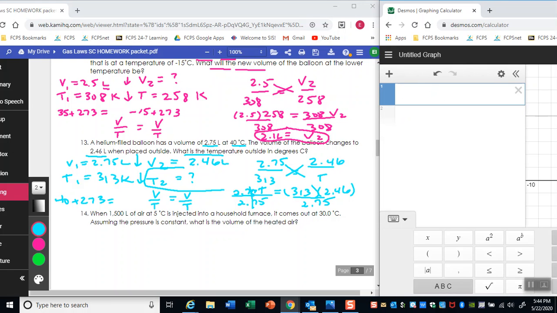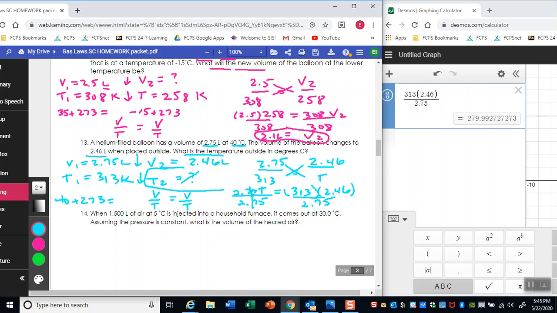So 313 times 2.46 divided by 2.75. All right, so we had 3 significant digits, so that would be 279. I'm going to look to the right, so it's a 9, so I'm going to round up to 280. So my new temperature is 280 kelvins. It went down to 280 kelvins. The last one, finally.